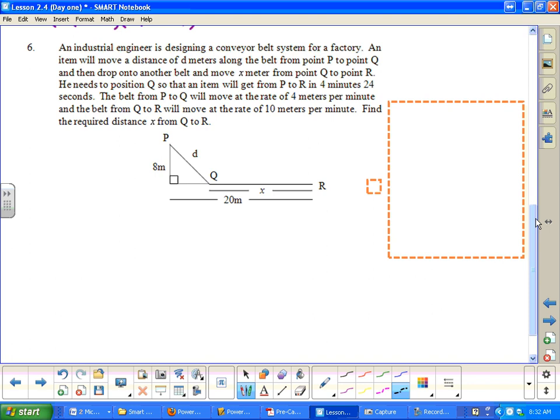Okay. Now, first of all, we have here a right triangle. If the distance from Q to R is x, then the distance from Q to the edge of the right triangle is what? 20 minus x, okay? All right, so this distance here is 20 minus x.